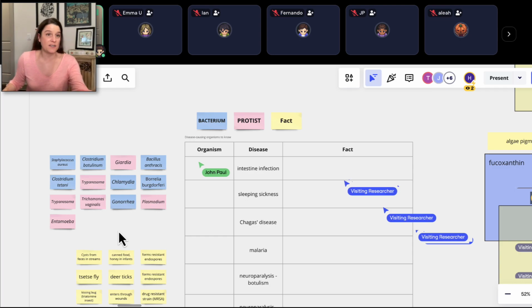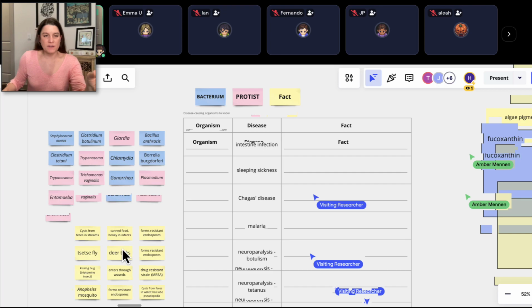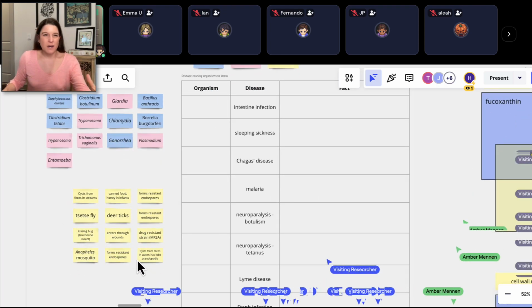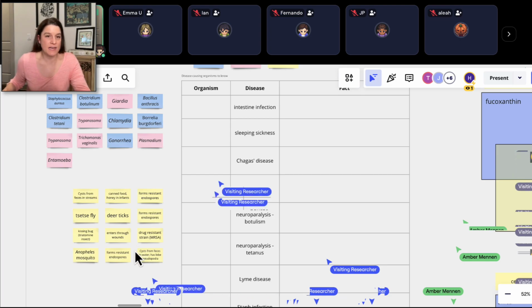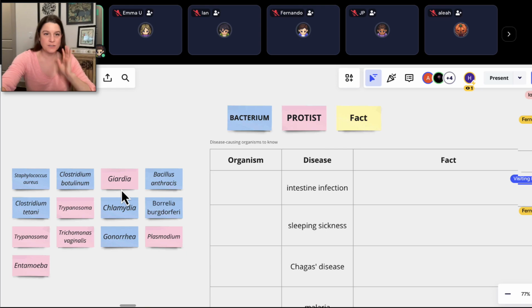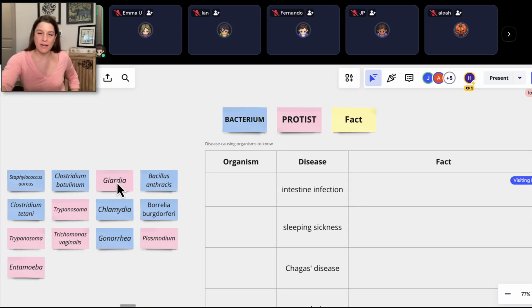So whether it's the vector that transmits them, in yellow, or something else about what kind of disease it is, or different strains of them, that sort of thing. So see if you can fill that out. Let's just start. I'm just going to start with Giardia. I think most people had that at the beginning.